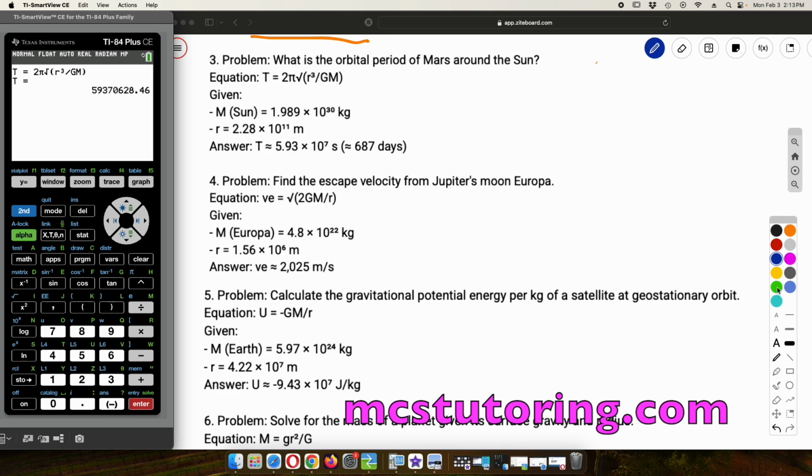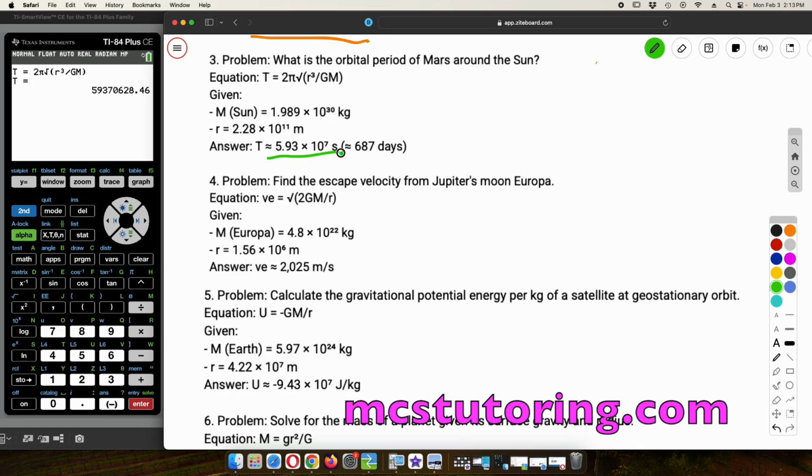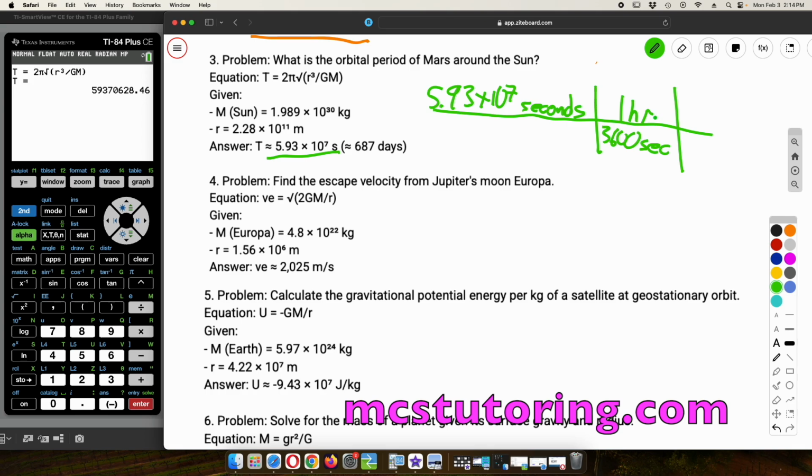When I talk about devious physics stuff, you're going to write this in seconds, and your professor, teacher, instructor, whatever, is going to ask, how many days is it? So you've got to do 5.93 times 10 to the 7th seconds and do all this unit conversion. Like, 3,600 seconds in an hour. I know somebody's going to say they know the conversion for so many seconds in a day.